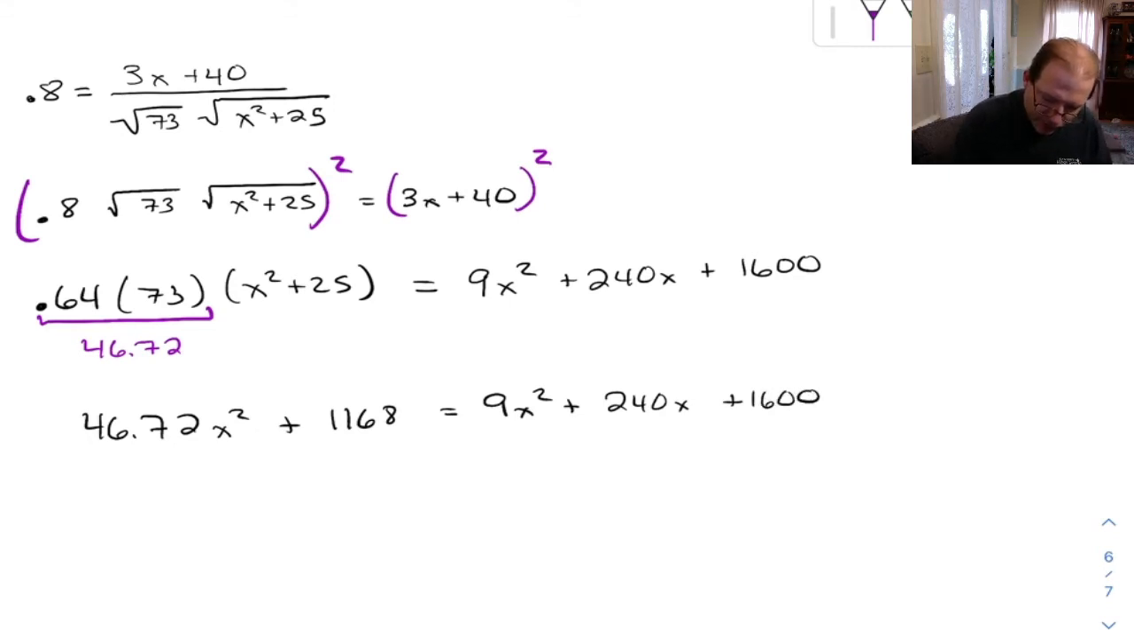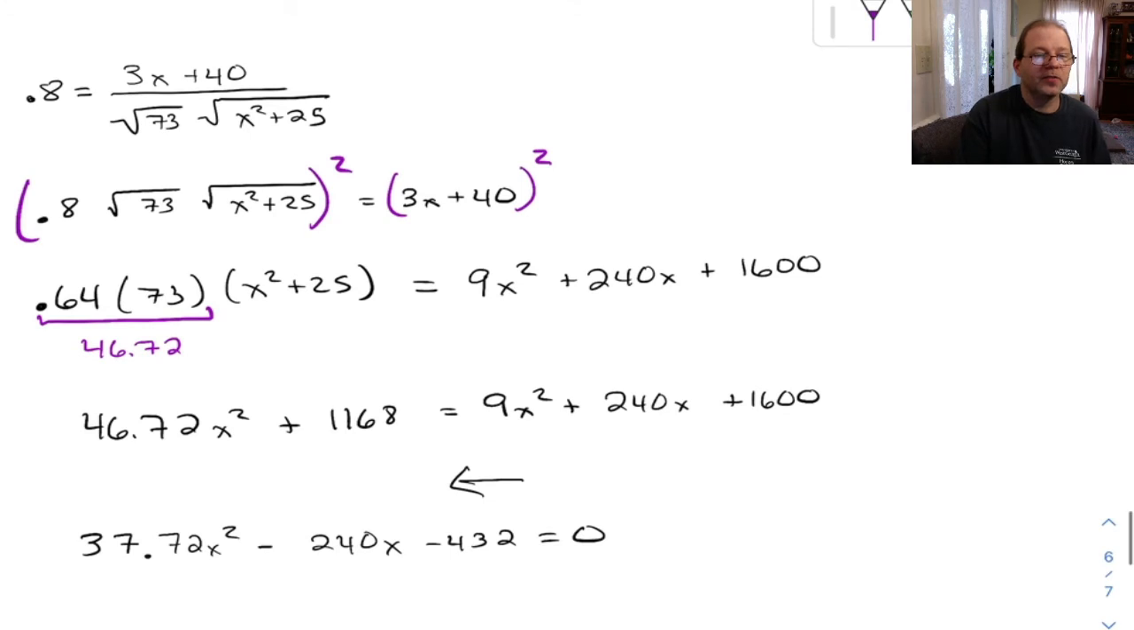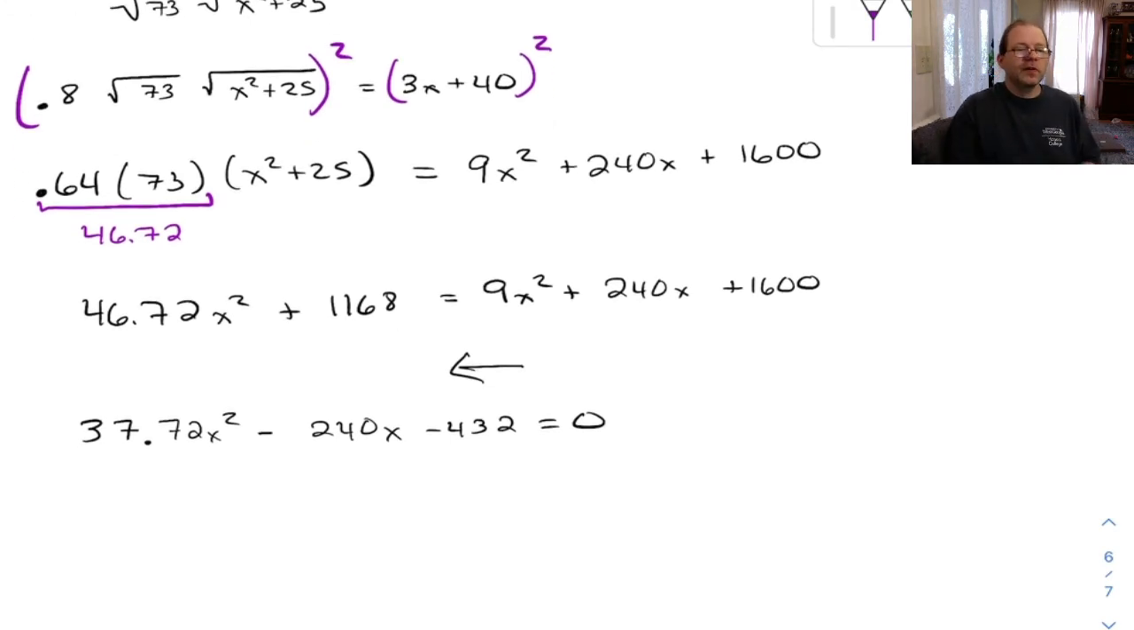All right, so let's move everything to one side, and I prefer to have my x squared term positive, so I'm going to move all this stuff over here. So let's see, 46.72 minus 9 is 37.72. So it's 37.72x squared minus 240x. And then let's see, 1168 minus 1600 is negative 432. All right, so we've got this beautiful quadratic equation to solve.